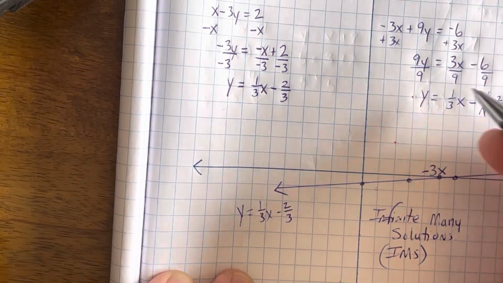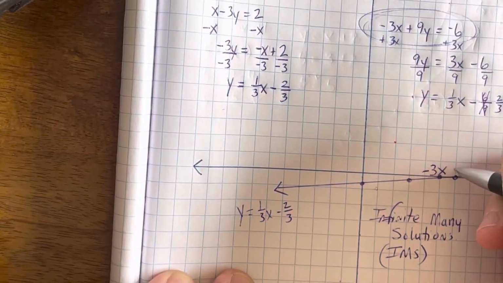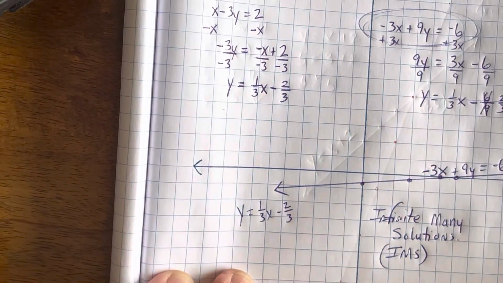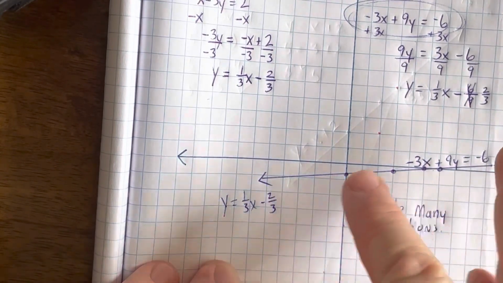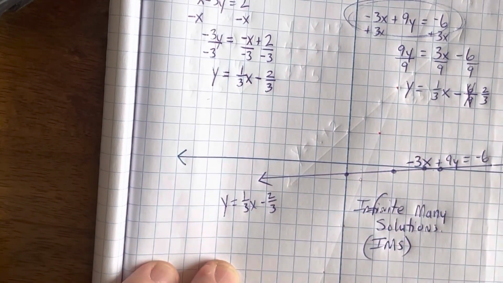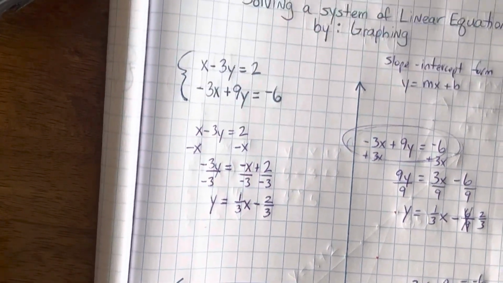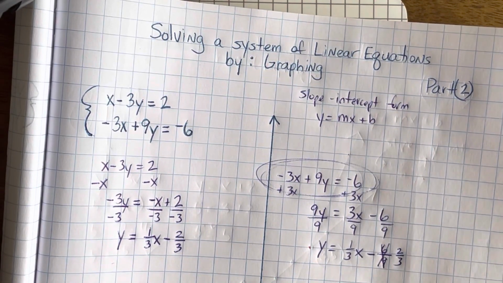So this is also known as negative 3x. If you want to go back to the original equation, write this down. This is the same thing as negative 3x plus 9y equals negative 6. It's the same equation. So that's it. Both equations are on the same line, which is kind of odd, but it happens. Hopefully that helps. That's part 2 of solving a system of linear equations by graphing. Moving on to part 3 now.